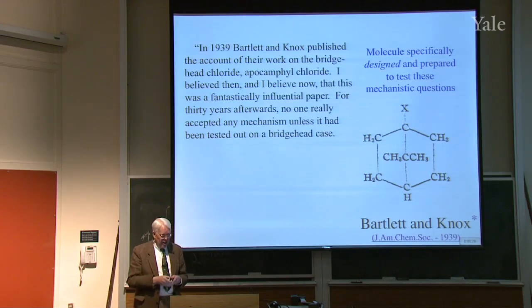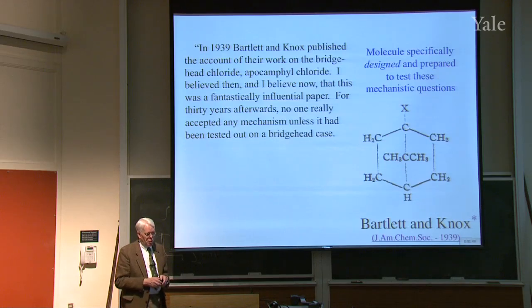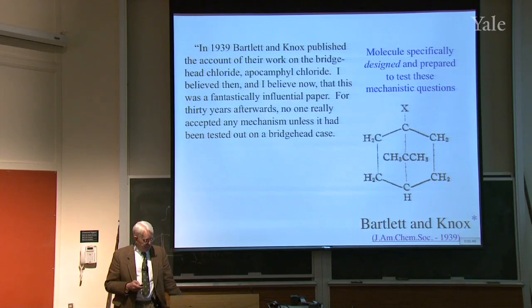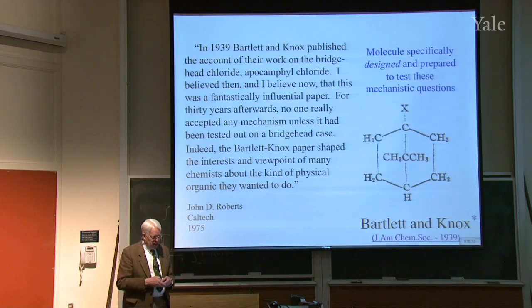In 1939, Bartlett and Knox published the account of their work on the bridgehead chloride, apocamphyl chloride. That's where X equals Cl. I believed then, and I believe now, that this was a fantastically influential paper. For 30 years afterwards, no one really accepted any mechanism unless it had been tested out on a bridgehead case. Indeed, the Bartlett and Knox paper shaped the interests and viewpoint of many chemists about the kind of physical organic chemistry they wanted to do. And that's a quote from John D. Roberts, who's an institute professor at Caltech and one of the real leaders of organic chemistry through the 20th century, and he's still living now. He said that in 1975.